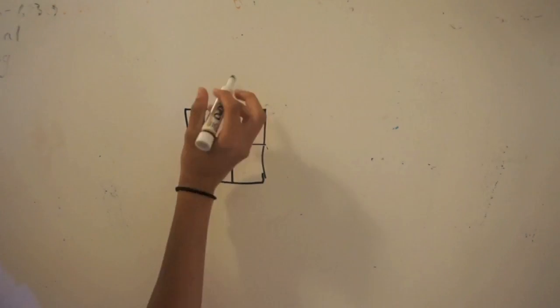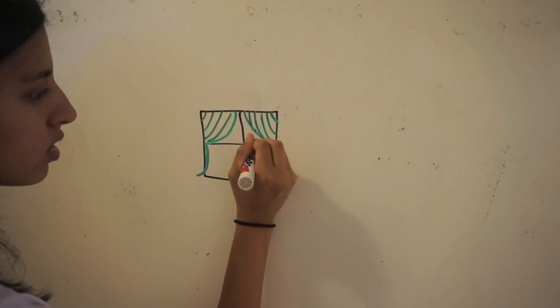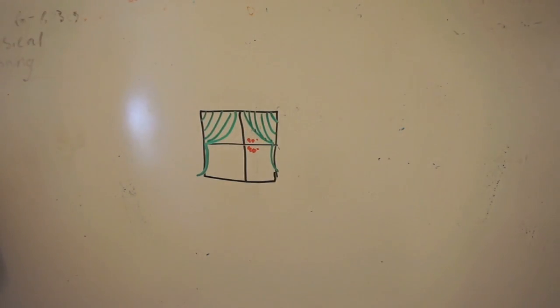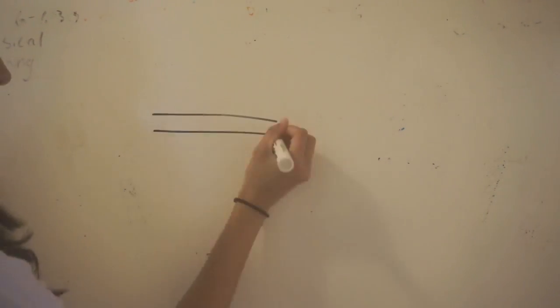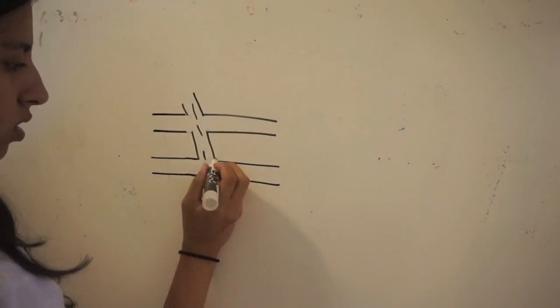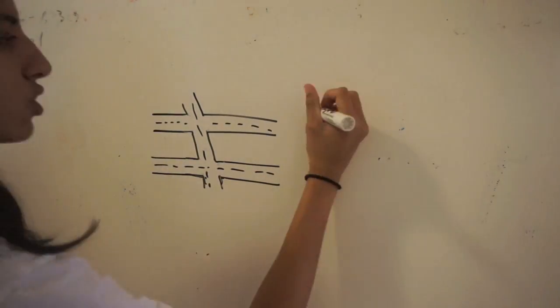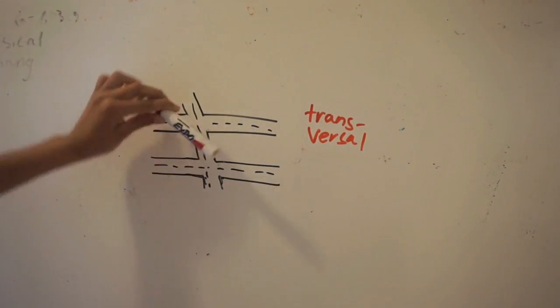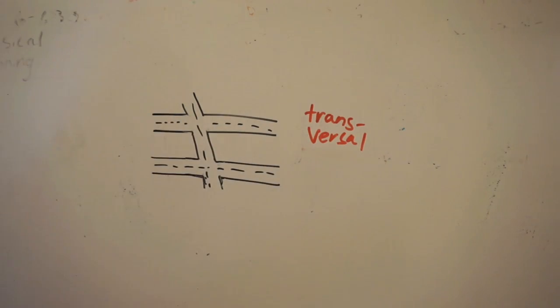Now we are going to do some examples of angles and where you can find them in real life. Like this window, for example, you have 90-degree angles as well as perpendicular angles. Another example are these roads here. They are an example of transversal angles. You can see that because the vertical angle is cutting the horizontal angles.